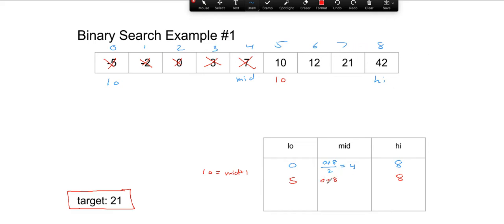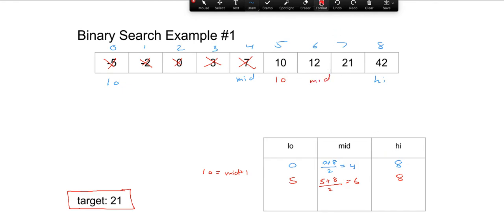So this is now our new search range, and we're going to figure out the middle again. Our low was 5. So 5 plus 8 divided by 2. So that's 13 divided by 2, which is 6. And that's where our new mid is going to be.